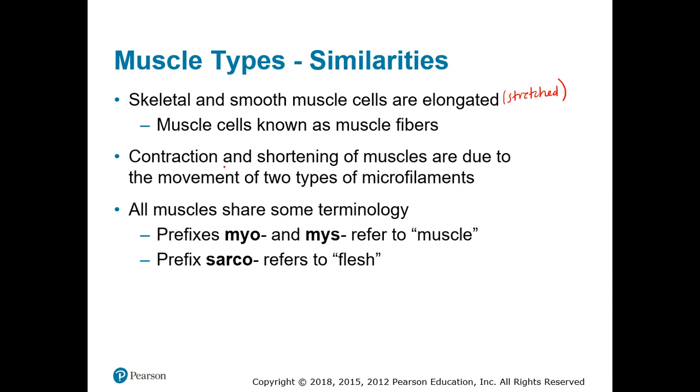Another similarity is that contraction and shortening of muscles is due to two types of microfilaments. And we're going to learn about these microfilaments, but if you want to fill it in here, they're called actin and myosin. And then the last is all muscles share some terminology that we're going to see. For example, the prefixes, if you ever hear myo or mys, like mysium, these are going to refer to muscles. And if you ever hear the word sarco, that's going to refer to flesh.